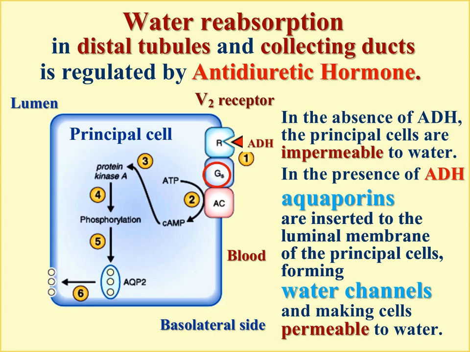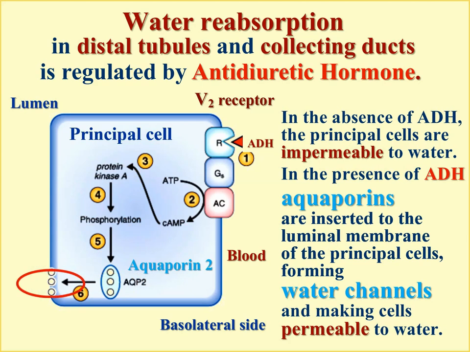First, Gs protein is activated after binding of ADH. Then adenylyl cyclase is activated and starts to produce cyclic AMP from ATP. Then cyclic AMP in turn activates protein kinase A. Protein kinase A phosphorylates proteins. Perhaps the microtubule proteins are phosphorylated, and through this microtubule action, the aquaporins become transported from the interior of the cell to the membrane. And this is the type aquaporin 2.